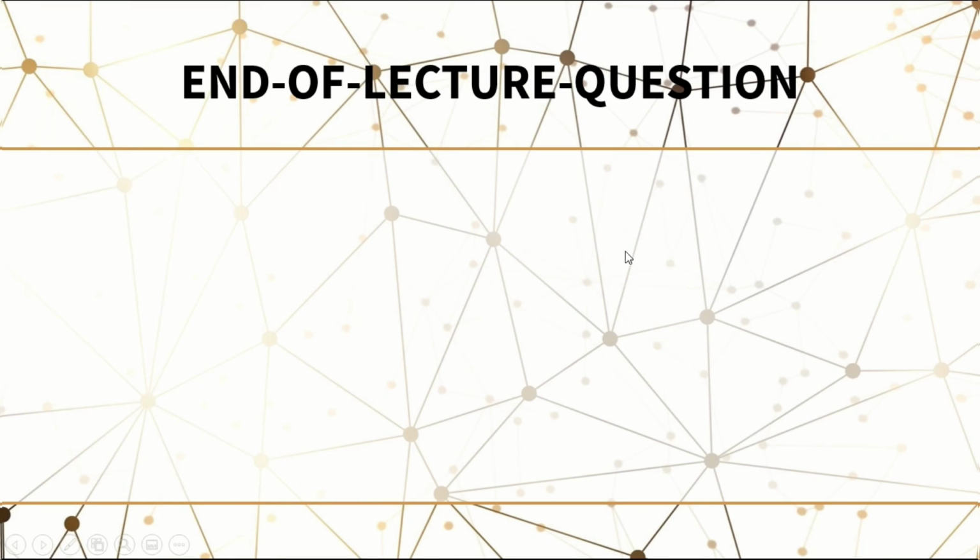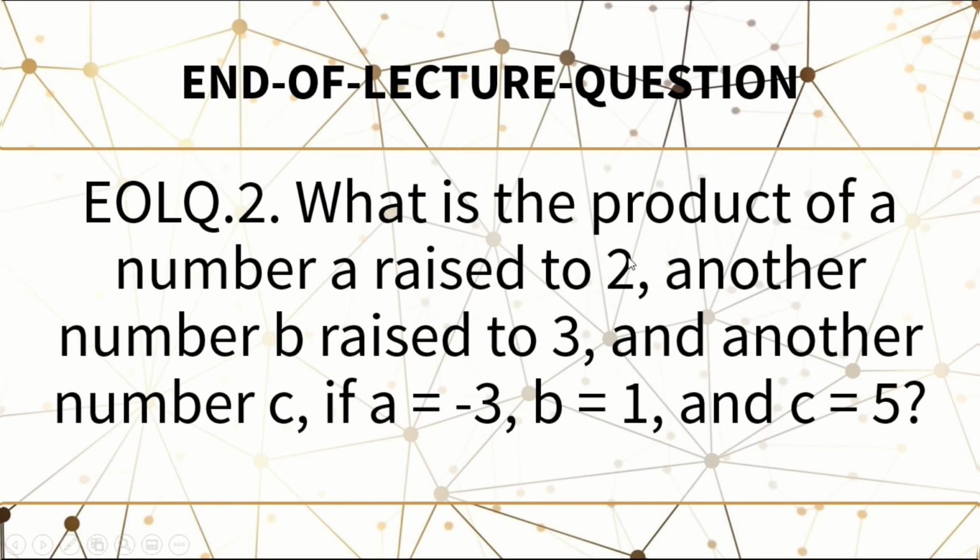As usual, before I end the video, meron tayong end of lecture question. What is the product of a number A raised to 2, another number B raised to 3, and another number C if A is equal to negative 3, B is equal to 1, and C is equal to 5. You may leave the answers in the comment section. Ang clue ko pala dito, be careful when we are raising negative numbers kasi we are asked to raise the whole negative 3 by 2. So ayan, nabigyan ko na kayo ng hint.